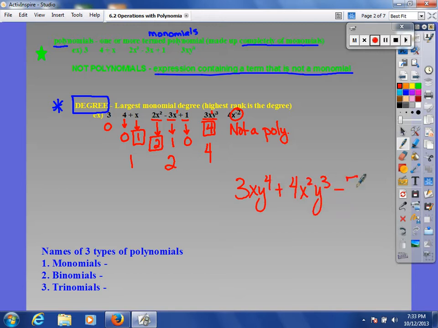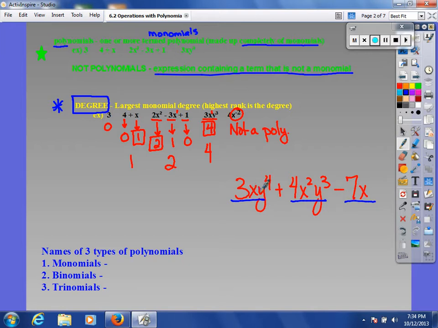Just for practice, one more. Okay, and I said, what's the degree of that polynomial? Well, this is made up of 3 terms. Now, how do I know it's made up of 3 terms? Well, plus and minus connect terms. And so you can see the connection between these two and between those two. So we have 3 terms.